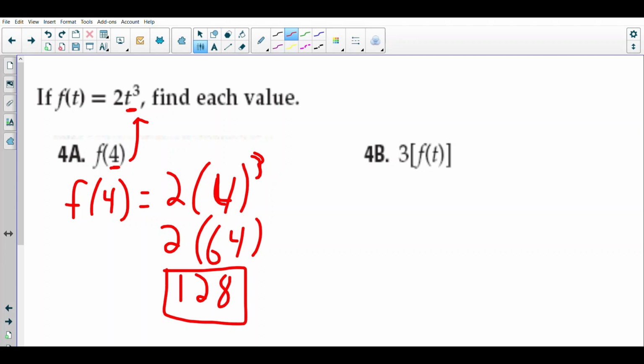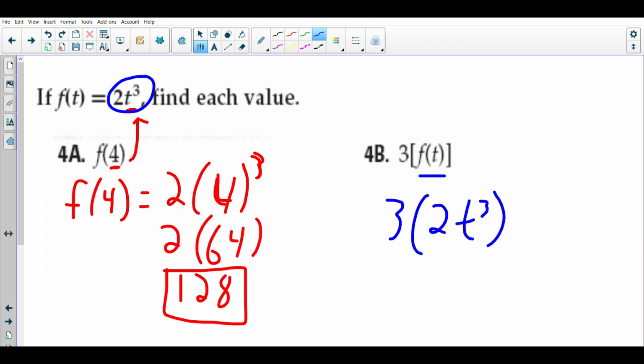Alright, and the last one. Notice it's just 3 times f of t. Well, we know what f of t is. F of t is the original itself. So I have 3 times 2t cubed. Well, there's nothing I can really do except for multiplication. I can do 3 times 2, which is just 6, and I'm left with t cubed. So my final answer is just 6t cubed.